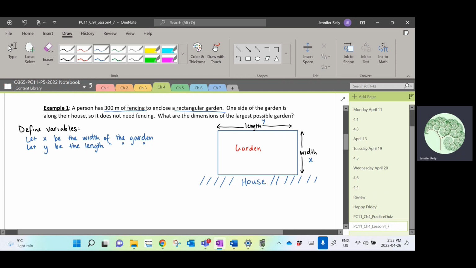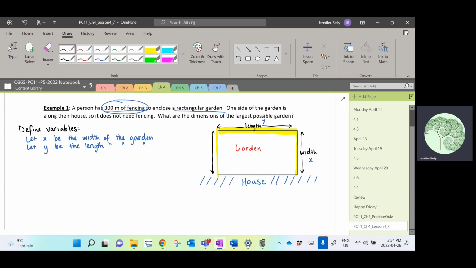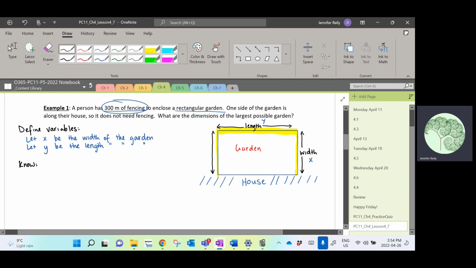Okay, so what we know already from this problem is that we only have 300 meters of fencing to work with. And we want to have fencing along these three highlighted zones here. We don't need fencing along the house. So our two X's, our two widths and our length better add up to 300 meters. So what we know from what the question says is that 2 X's and 1 Y length has to add up to 300 meters. 2 X's because there are 2 widths that we need to put fencing on.